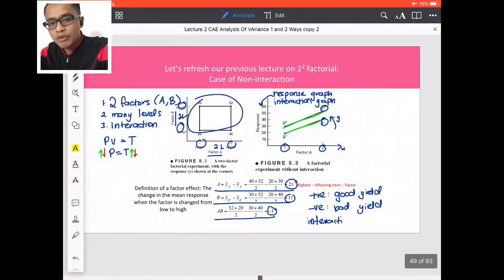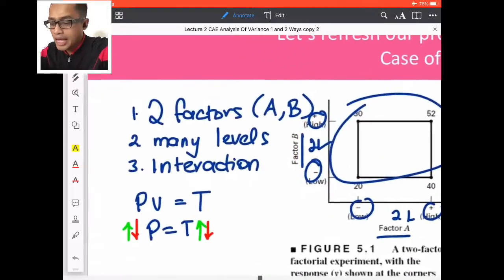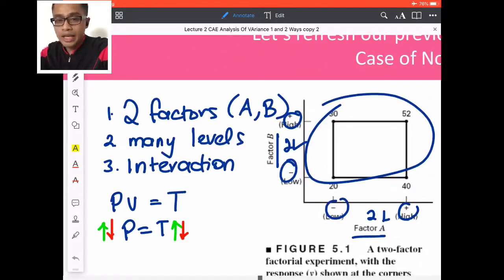Why do we study ANOVA 2 ways? It is called 2 ways because it has two factors, factor A and factor B. In ANOVA 1 way, we only have one factor. Let's recall our ANOVA 1 way lecture about the cotton strength. There we have one factor and many levels: 15%, 20%, 25%, 30%, and so on.